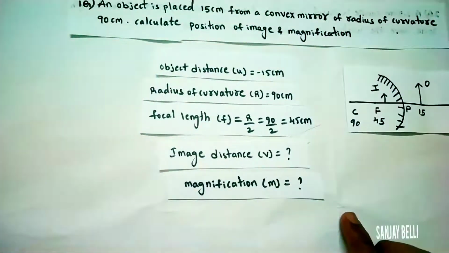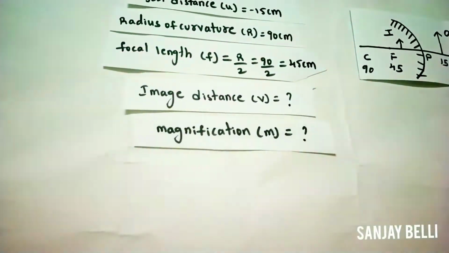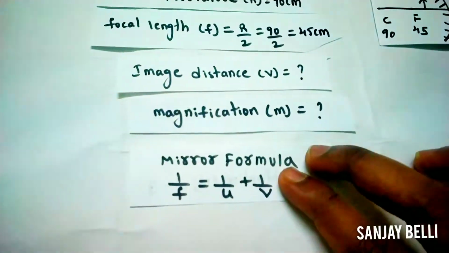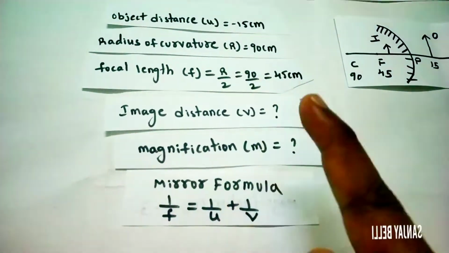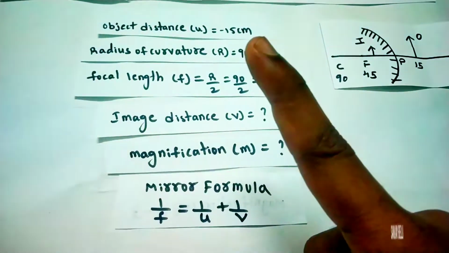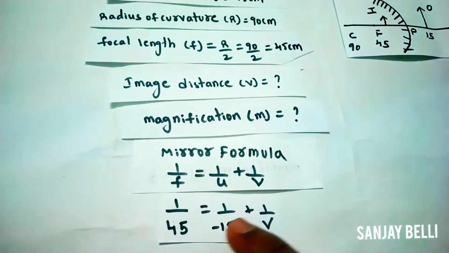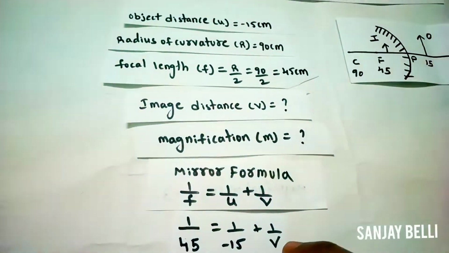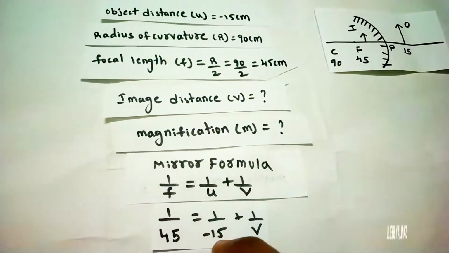Now we will solve this problem by using the mirror formula. So what is the mirror formula? 1 by f equals 1 by u plus 1 by v. Here f is 45 centimeters and u is minus 15 centimeters. So just substitute here. 1 by 45 equals 1 by minus 15 plus 1 by v. Here 45 means focal length f value, and u means minus 15.